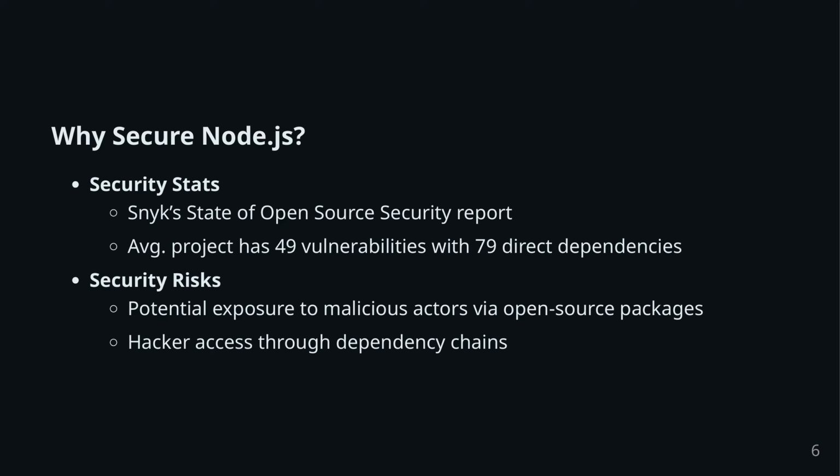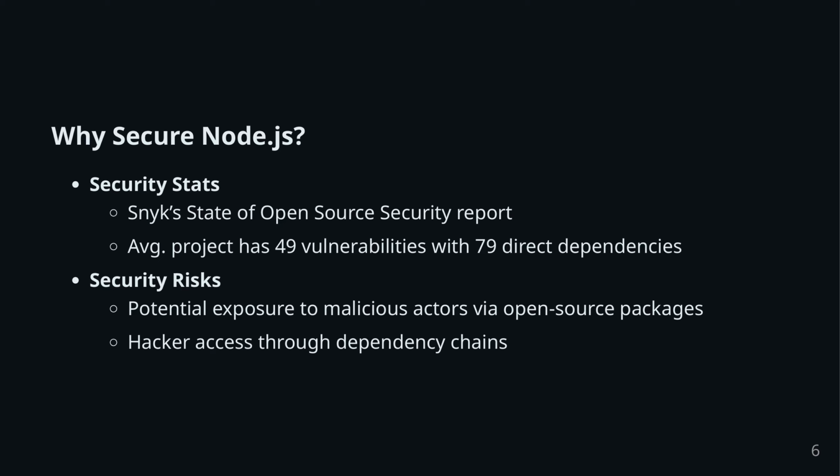On the current slide, we delve into the critical reasons why it's essential to secure your Node.js applications. According to Snyk's State of Open Source Security report, the average project contains 49 vulnerabilities stemming from 79 direct dependencies. This highlights a significant security risk, particularly given the prevalence of open source packages in typical Node.js projects.